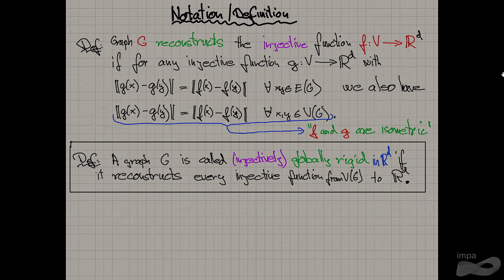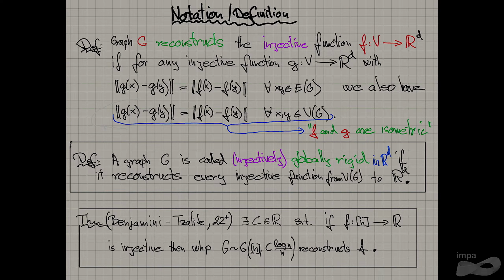And I'm going to call in this talk a graph globally rigid in R^d if it reconstructs every injective function from V(G) to R^d. So this is not the standard thing. This is what is sometimes called injectively globally rigid, but I will not keep telling this to you. My main point is that we only consider injective restrictions and not generic ones.